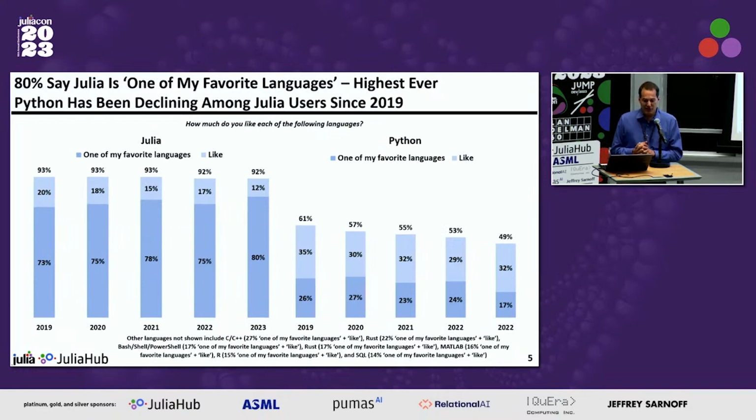We asked, how much do you like each of the following languages? We're seeing an increase in the percentage who say that Julia is one of their favorite languages, up to 80%, the highest we've ever seen. And we're seeing a continuing decline for Python.